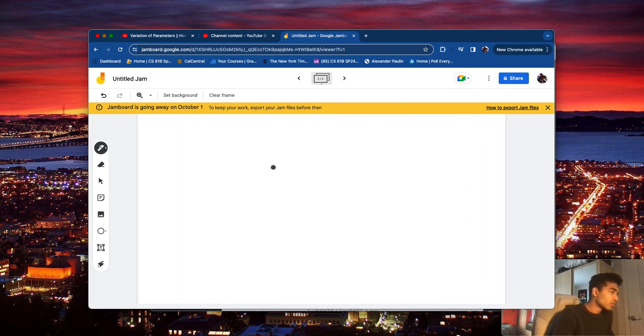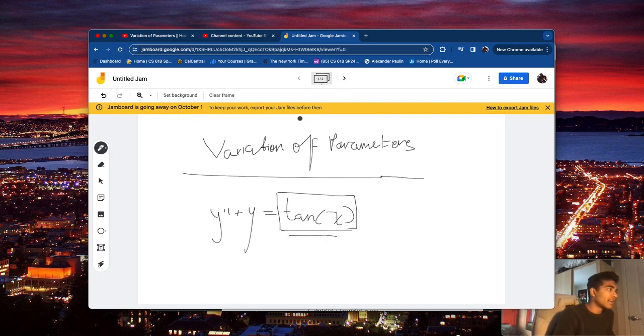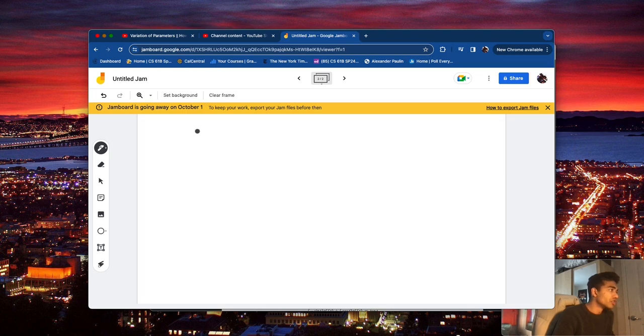First, you're going to find the common, homogeneous case, which is y double dash plus y is equal to 0. So that would be r square plus 1 is equal to 0. So it means that r is plus minus i.